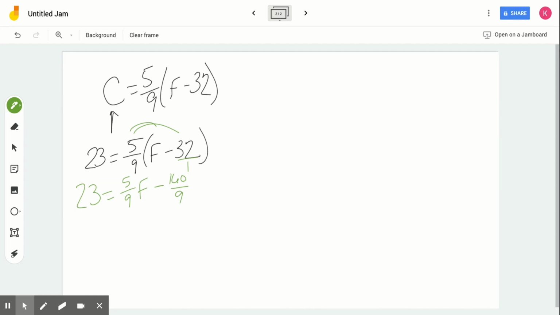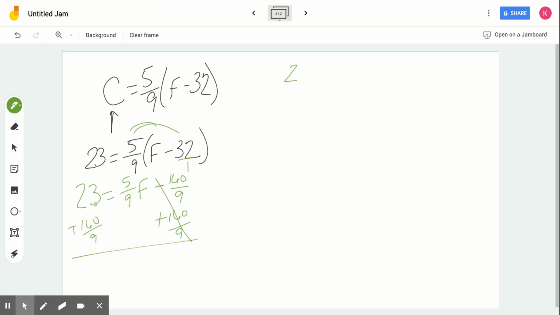Now, the next thing that you would want to do is add this 160 ninths to both sides. This side, a negative and a positive of the same number, will cancel out. So now we would want to add 23 plus 160 ninths. But most of us probably don't really know what 160 ninths is equal to. So it's important here that we are going to find common denominators.